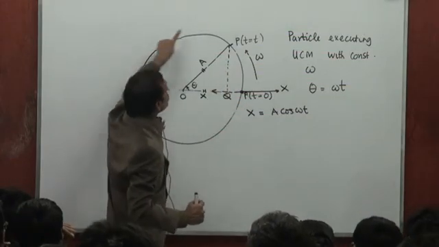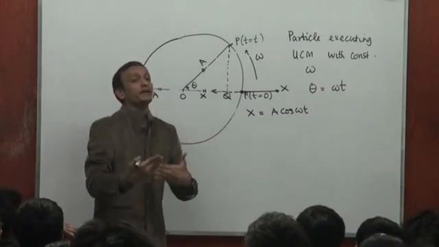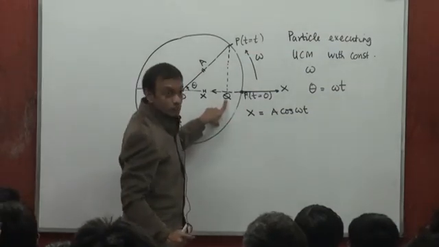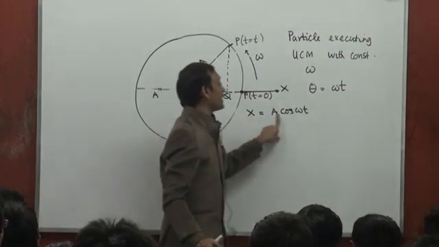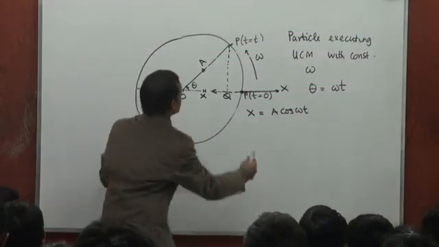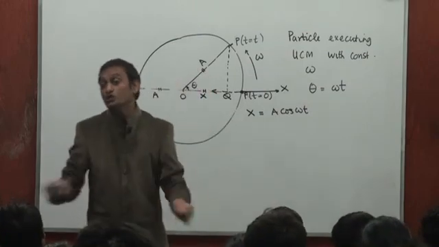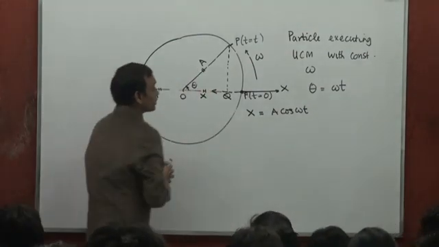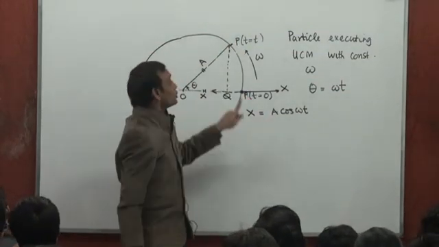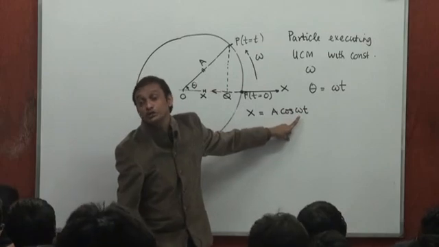So despite the fact that the motion of P is really simple, it's uniform circular motion with constant angular velocity, the motion of Q as perceived by O is given by x equal to A cos omega t, which clearly is simple harmonic. So while P executes uniform circular motion, Q executes simple harmonic motion. The radius of the circle turns out to be the amplitude of motion, and the angular velocity of P turns out to be the angular frequency of the simple harmonic oscillator Q.